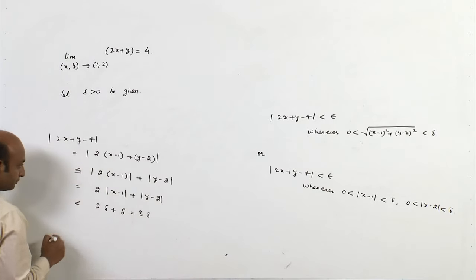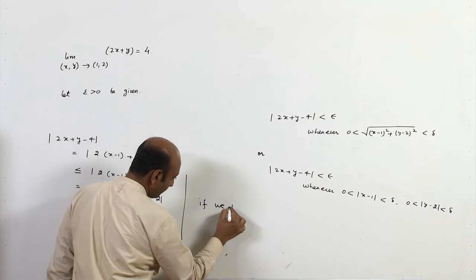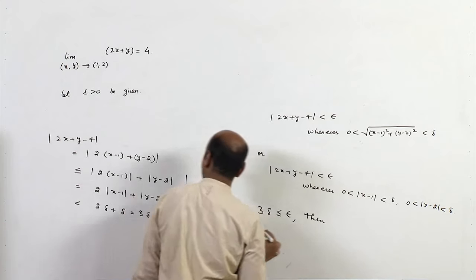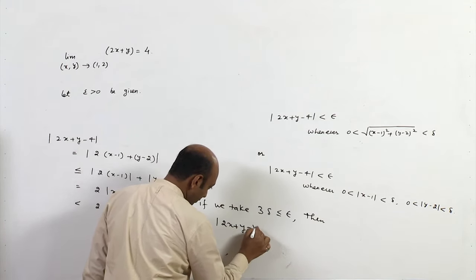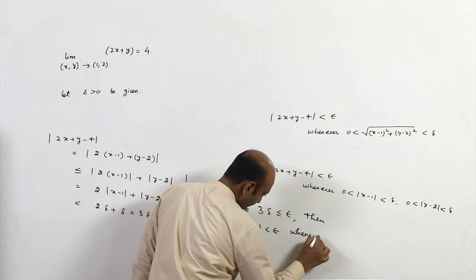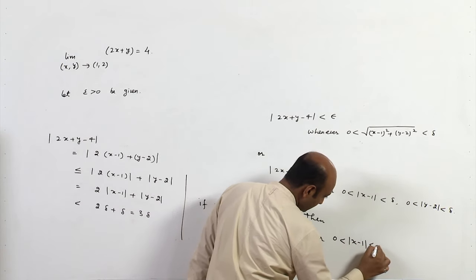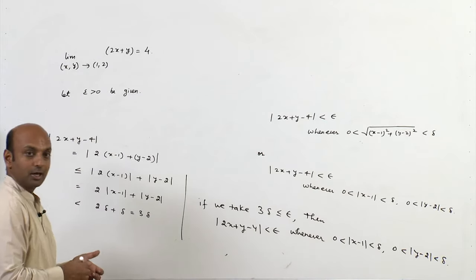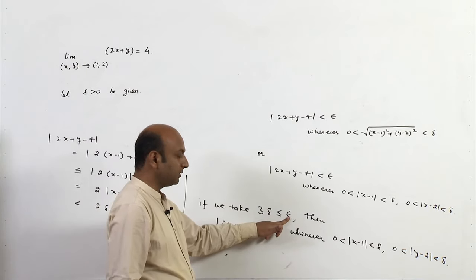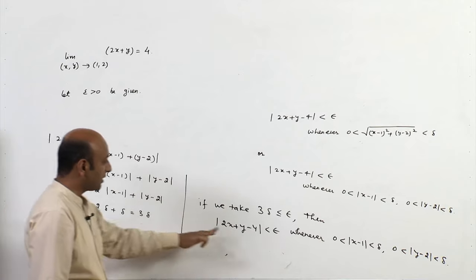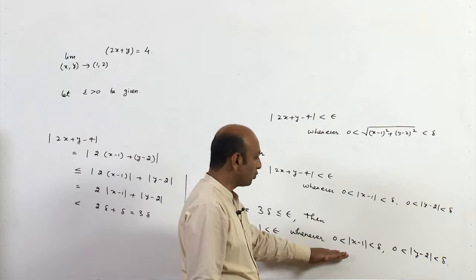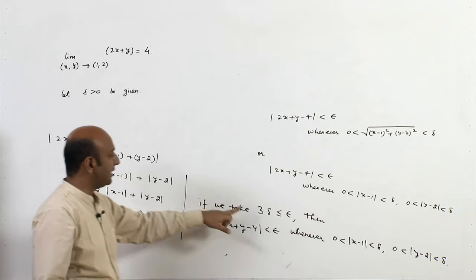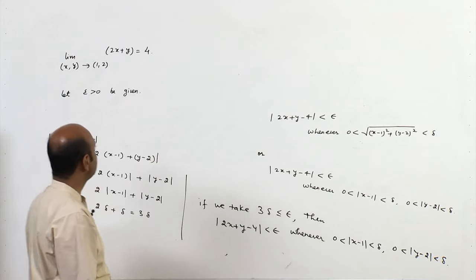So, if we choose 3 delta less than or equal to epsilon, then mod of (2x plus y minus 4) is less than epsilon whenever 0 is less than mod (x minus 1) less than delta and 0 is less than mod (y minus 2) less than delta. If we choose 3 delta less than or equal to epsilon, then this quantity will be less than epsilon whenever this is less than delta and this is less than delta. So, this inequality holds if delta is less than or equal to epsilon by 3. So, for any epsilon, we have shown the existence of a corresponding delta such that this inequality holds. Hence, we can say that this limit exists and is equal to 4.